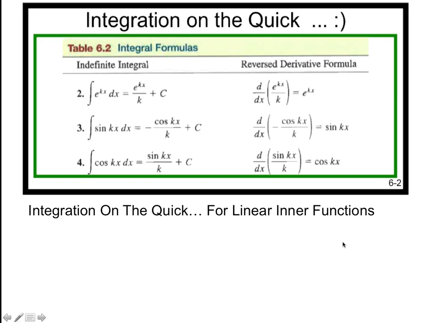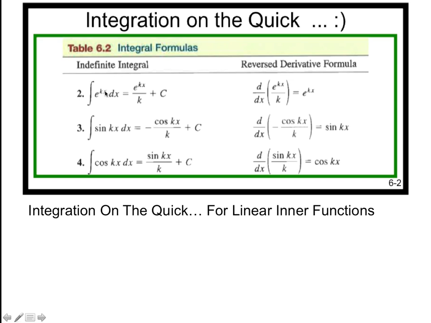Just a last mention about some integration that we can do, what I call integration on the quick. In other words, do it quickly. And that is when we have linear inner functions. So we always talk about these u subs. We're looking for these inside functions that we identify and call u. Well, if we look at these integrals 2, 3, and 4.